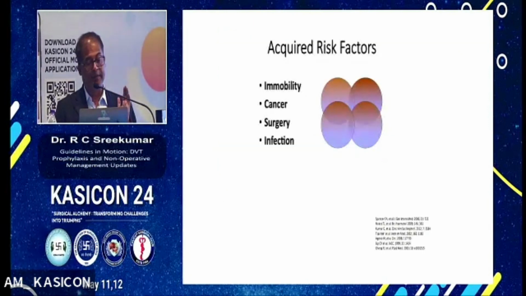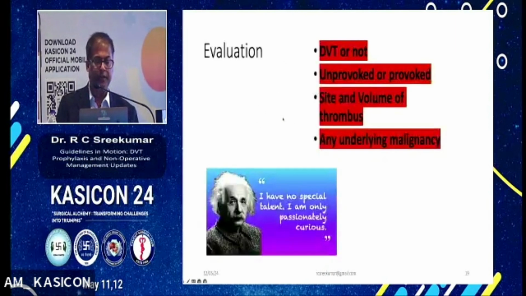Acquired factors are basically immobility, cancer, surgery, or infection. So for us, cancer and surgery are important. Once evaluation is over, we have to answer 4 questions. First, whether it's a DVT or not. If it's not DVT, think about something else.